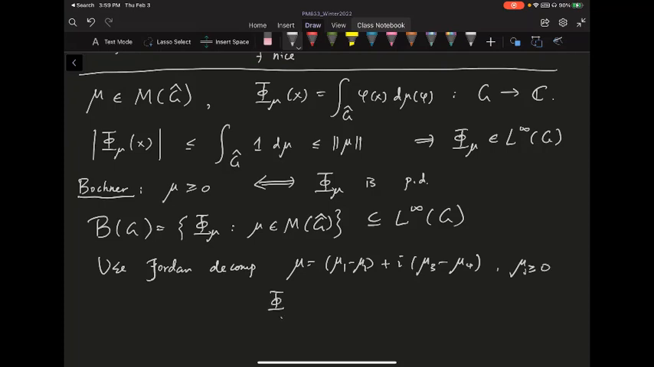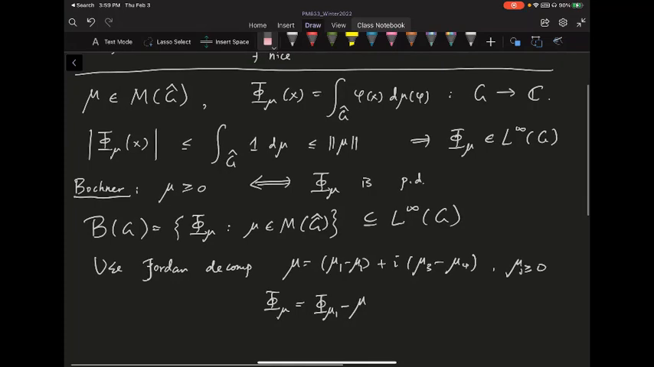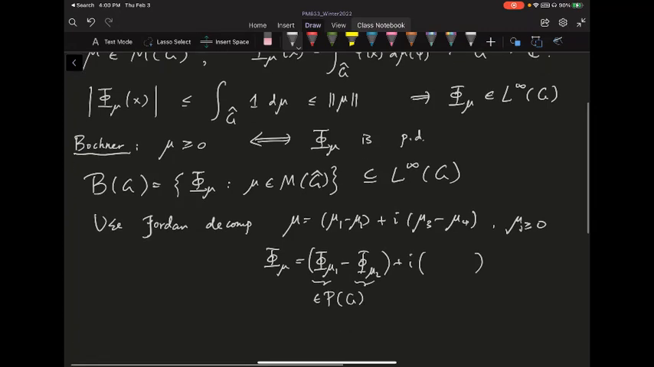And if you just evaluate this whole thing, this phi of mu, you can see it's also equal to the corresponding phi of the combinations of these positive phi of mu's. Okay, so let me just write it like that. So phi of mu2, and then you plus i times the corresponding phi of mu3 minus phi of mu4. So each of these phi of mu_i, because mu is positive, by Bochner, or the easier direction of Bochner, is actually inside the positive definite functions of this G.